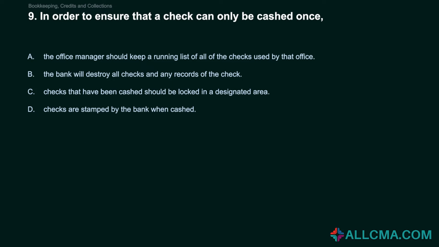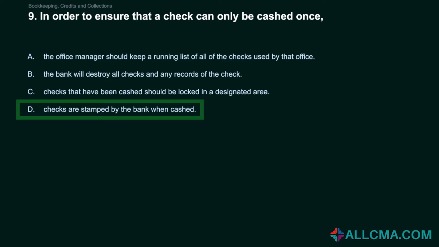9. In order to ensure that a check can only be cashed once. A. The office manager should keep a running list of all of the checks used by that office. B. The bank will destroy all checks and any records of the check. C. Checks that have been cashed should be locked in a designated area. D. Checks are stamped by the bank when cashed.